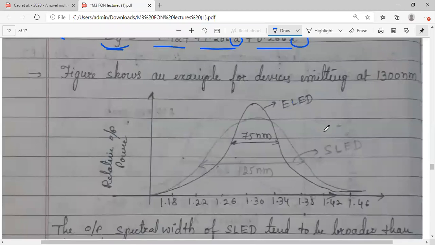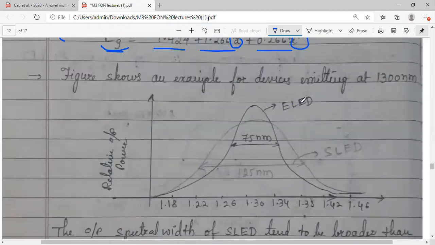One more example I have taken here, with a much longer wavelength, 1300 nanometer. So we have already studied edge emitting LED and surface emitting LED. Just have the comparison. You can see the dark line which I have indicated, this is your edge emitting LED. If you look at its spectral width, it is 75 nanometers.